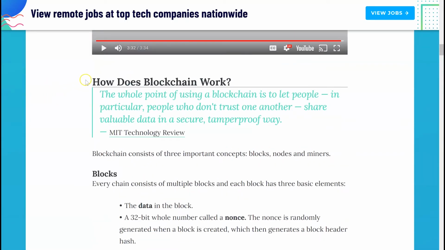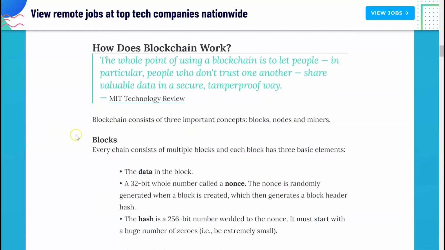So how does blockchain work? The whole point of using a blockchain is to let people, in particular people who don't trust one another, share valuable data in a secure, tamper-proof way. And that's from MIT Technology Review.